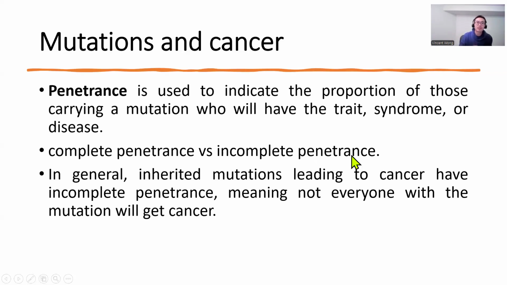Incomplete penetrance is not 100%. You have a higher risk of getting it, maybe 50% chance, or like 20% chance. The lower the penetrance, the less likely this mutated gene is going to cause a problem. So just because you get a bad mutation is not automatically going to be a cancerous situation.